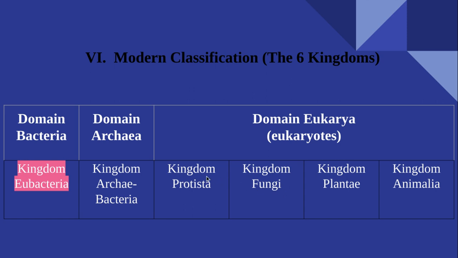This is really where a vast majority of the breaking down is going to come from. There's not going to be a lot of differentiation between the domain Bacteria and the kingdom Eubacteria. Again, not a lot of differentiation between the domain Archaea and the kingdom Archaebacteria. This is where a vast majority, Protista, Fungi, Plantae, and Animalia, that's where the vast majority of the differentiation is going to come. Nonetheless, I will go through all 6 of the kingdoms.